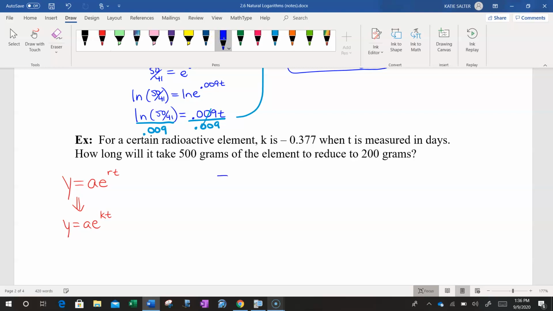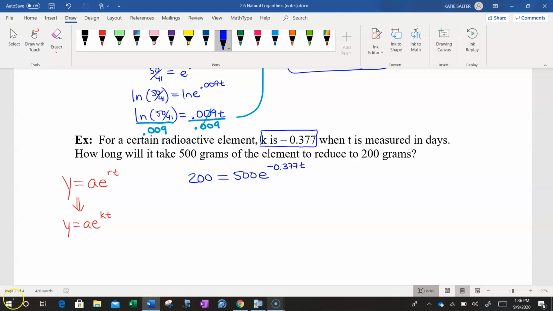So our initial amount is 500 grams, and in this case, it actually reduces to 200 grams, which is why that k value right here, which is the same thing as your r value, is negative. That's what makes it decay. And then we will put t in here. So this is going to work out just like the last one. Pause the video, solve it. When you're finished, start the video back.